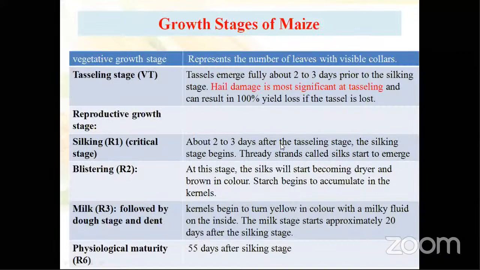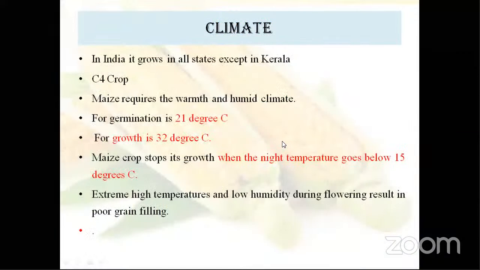This is about morphology and growth stages. Then coming to climate. In India, maize grows in all states except Kerala. How many states in India is maize grown in? 28, 27, 29, how many? 29.